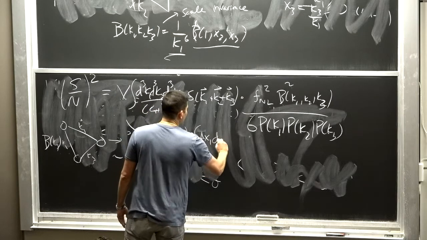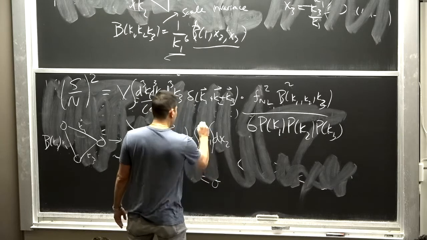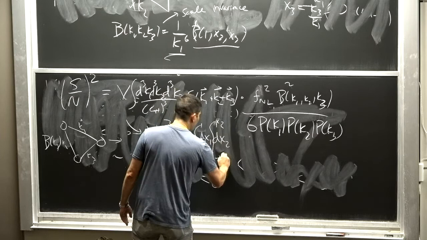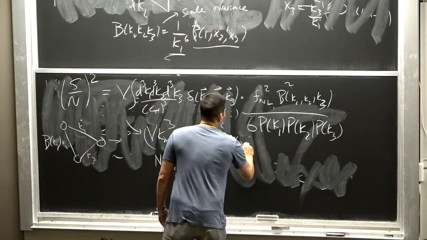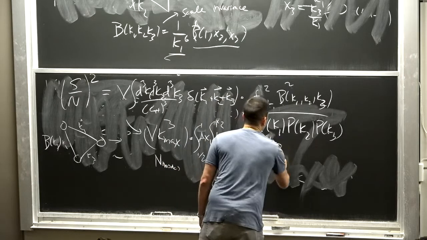Then we have an integral over the cross ratios. There's some limits of integration here. This is not important. What's important is this factor here.